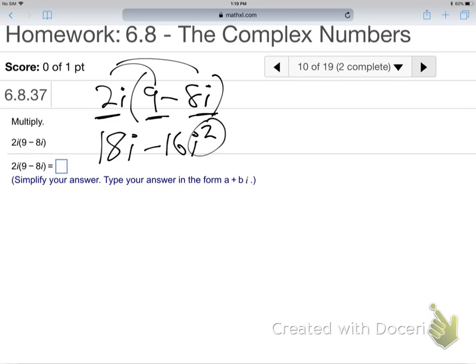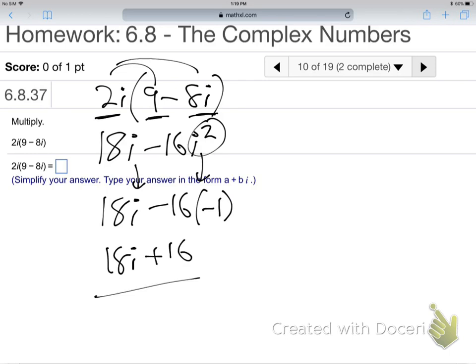But i squared popped up, and the i just stays i. We're not going to do anything with that. It's imaginary. But the i squared, that's negative 1. That's a real life number. So that'll become positive 16, and we're done.